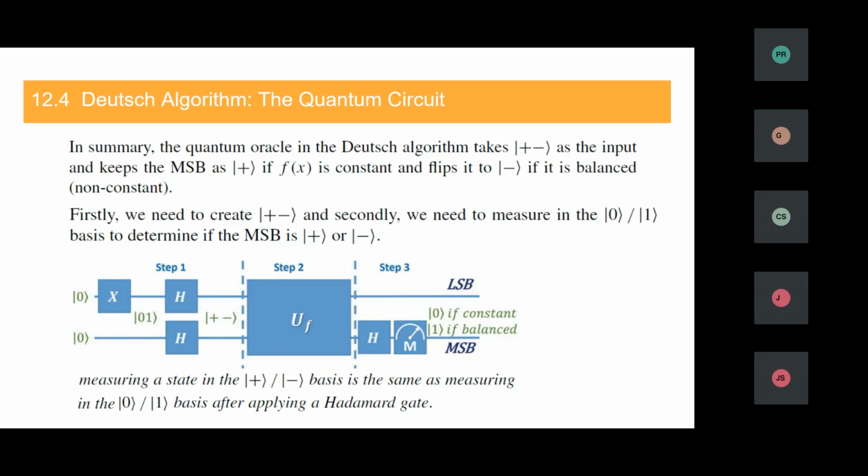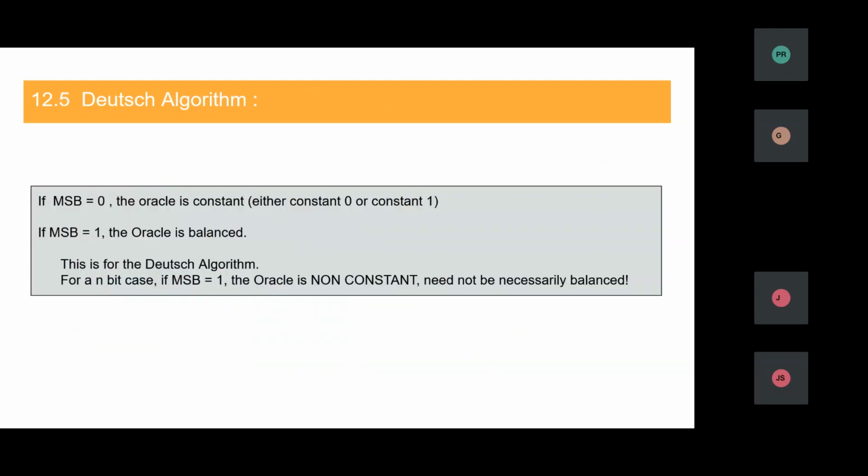So once again, to do that sort of measurement, which I have to do in the 0 1 space, I use the Hadamard gate to do the appropriate transformation from the plus minus to the 0 1 state. So this is the overall behavior, and this is how we can implement the Deutsch algorithm in quantum circuits, right? Let me tell you a little more about this.